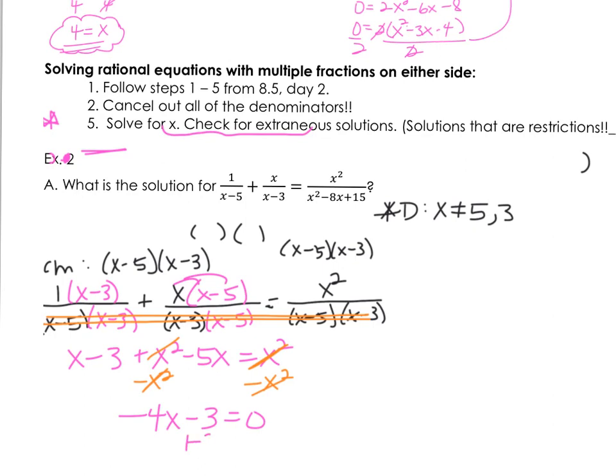I'm going to move 3 over. Almost out of space here. Negative 3. Wow. Oh, you guys, I don't even know what's happening to me right now. It's been a long day.